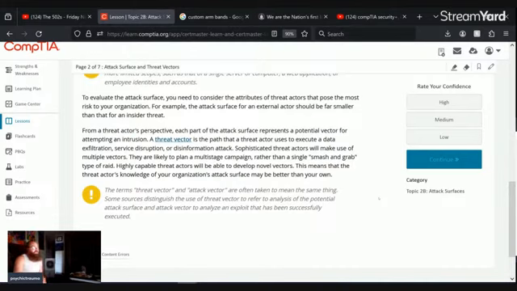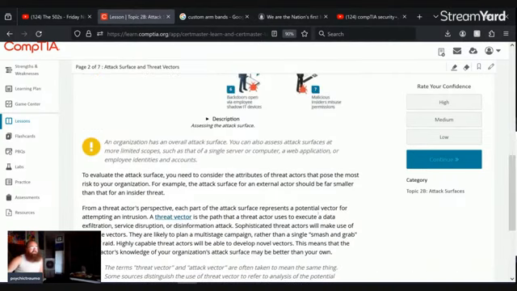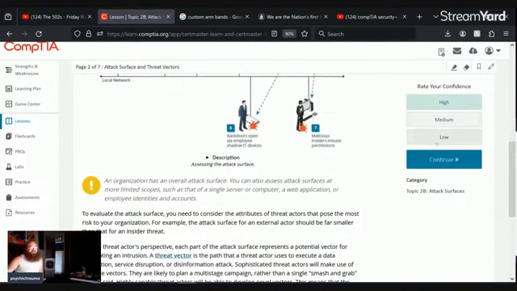The terms threat vector and attack vector are often taken to mean the same thing. Some sources distinguish the use of threat vector to refer to an analysis of the potential attack surface and attack vector to analyze an exploit that has been successfully executed. Yeah, I think we have dick pill level confidence.